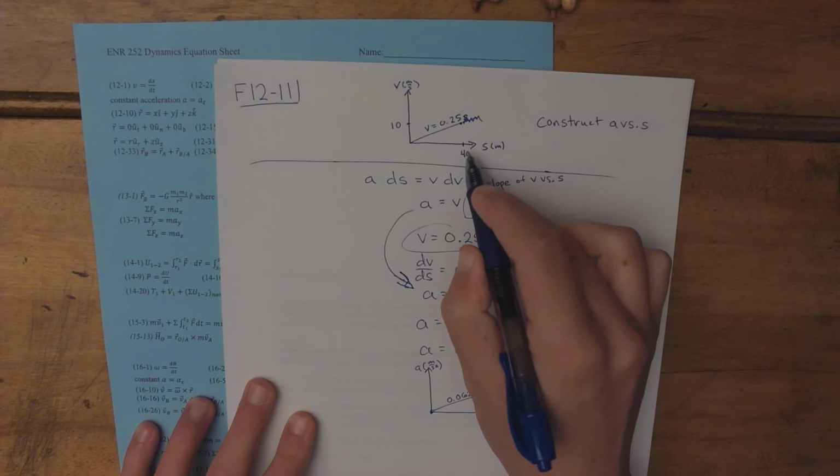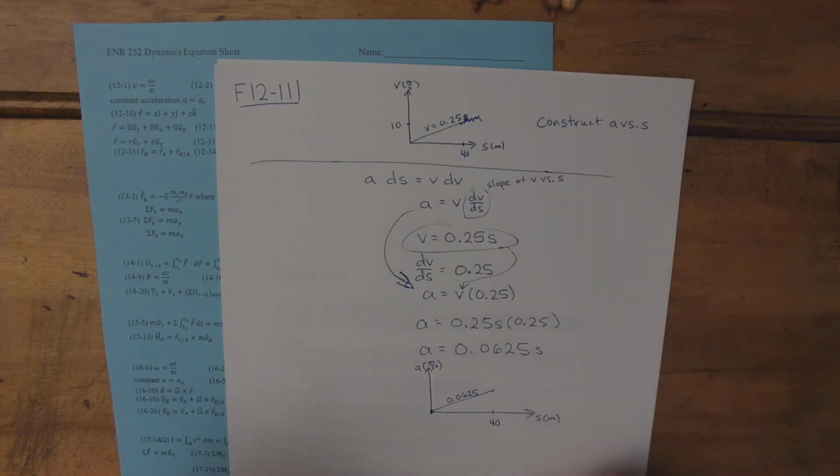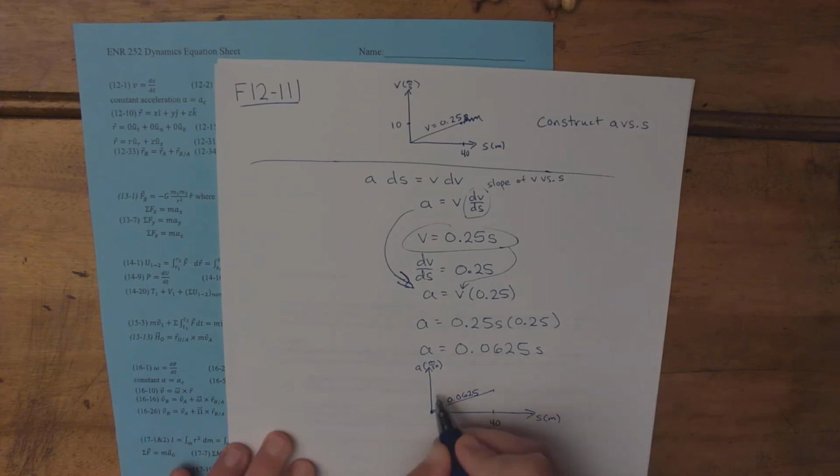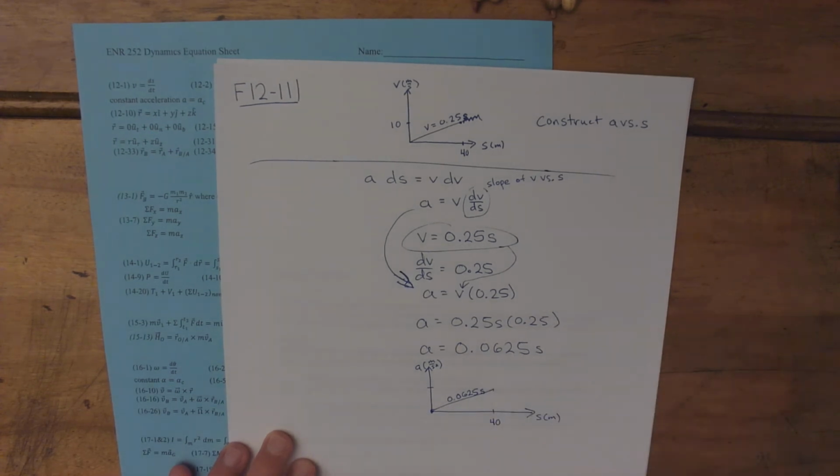Well, we could say since this graph here ended at 40, we can say this one here ends at 40. And if you really wanted to, you could figure out the corresponding acceleration when the position is equal to 40. I forgot the s there. But we don't need to do that. Okay, so here's our graph.